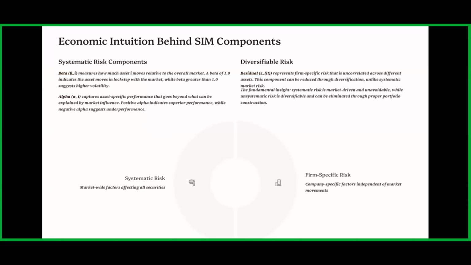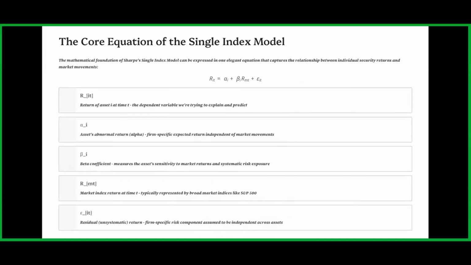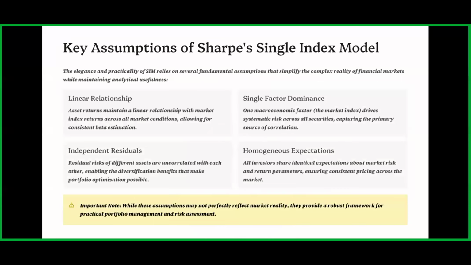So these are some of the systematic and diversifiable risks that are part of the mathematical formula. Without proceeding further in the Sharpe single index model, we first need to make some assumptions. Only then can we calculate the return with the help of that formula for different companies, for different organizations. So what are those assumptions?